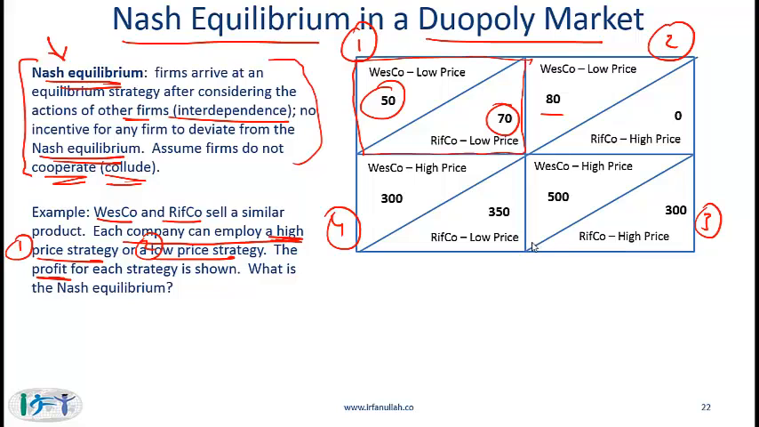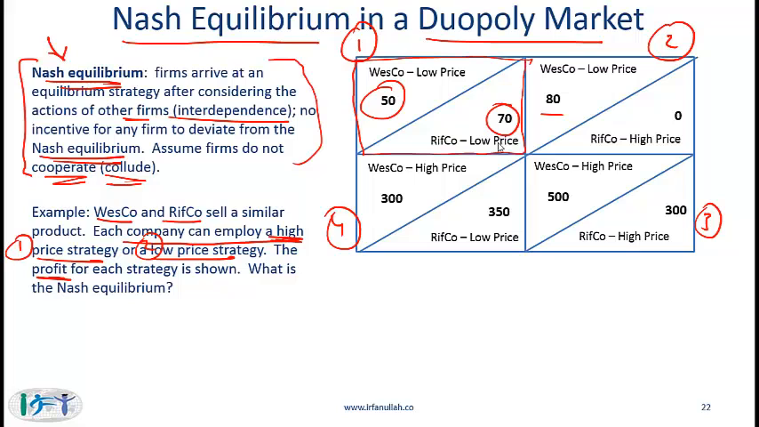At any given point in time, we can only be in one of these boxes. It's not possible that we say that for Wesco we are in this box and for Rifco we are in this box. That would not be possible. At one point in time we are in only one box.